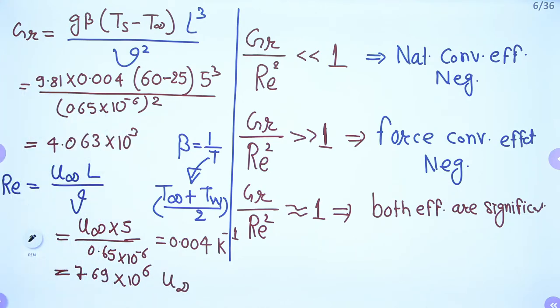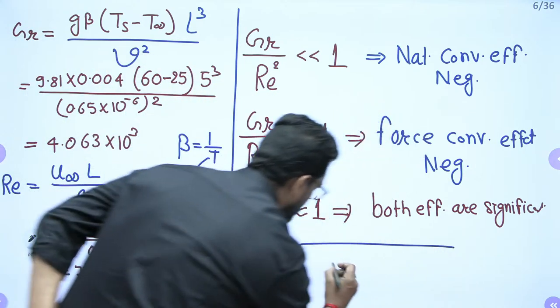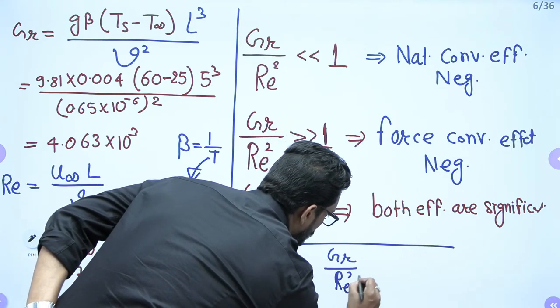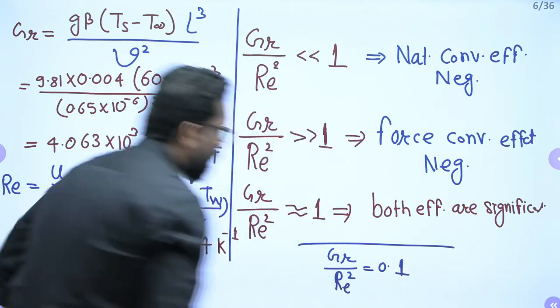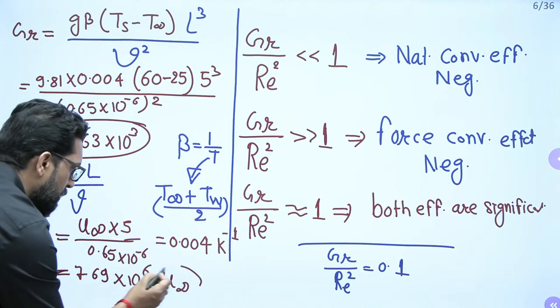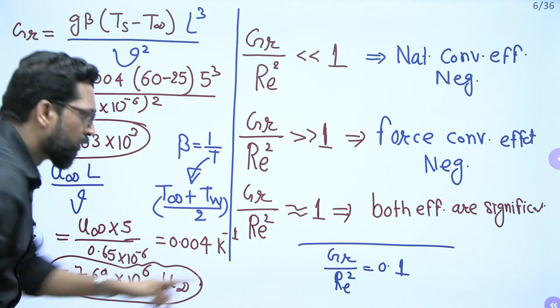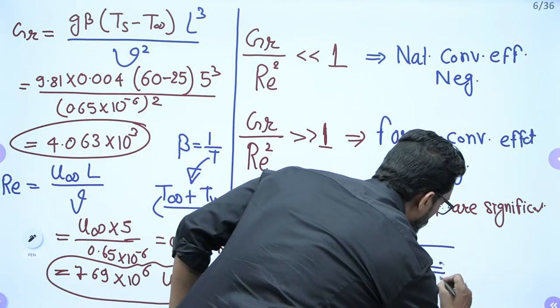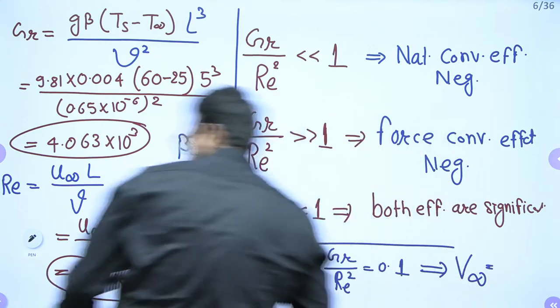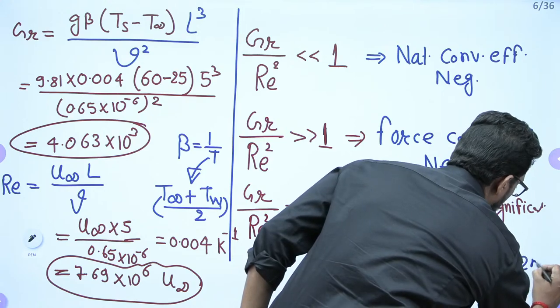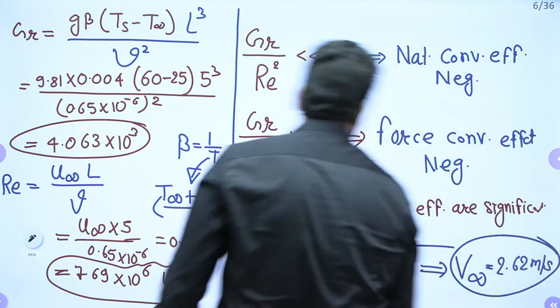Now, your relation is given. What is the relation? The relation given is Grashof number to the Reynolds number squared is equal to 0.1. So you have a Grashof number, and you have a Reynolds number in terms of U infinite. Put this in, square it, and find the velocity U infinite. So from here you can find the U infinite velocity, beta, it is 2.62 meter per second.